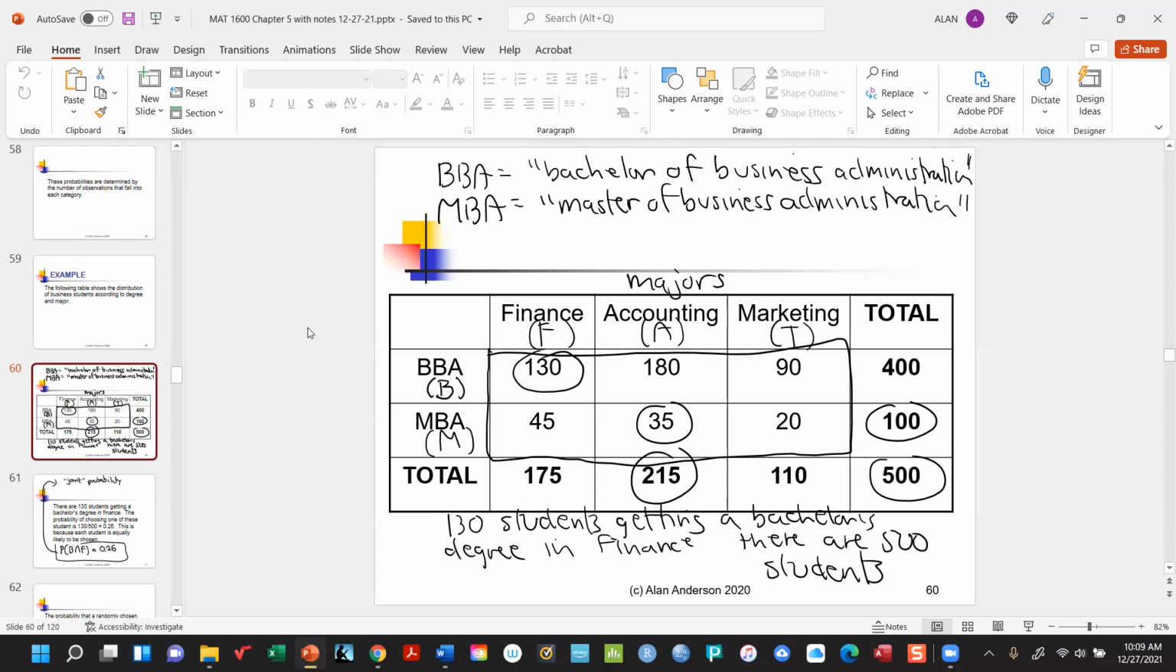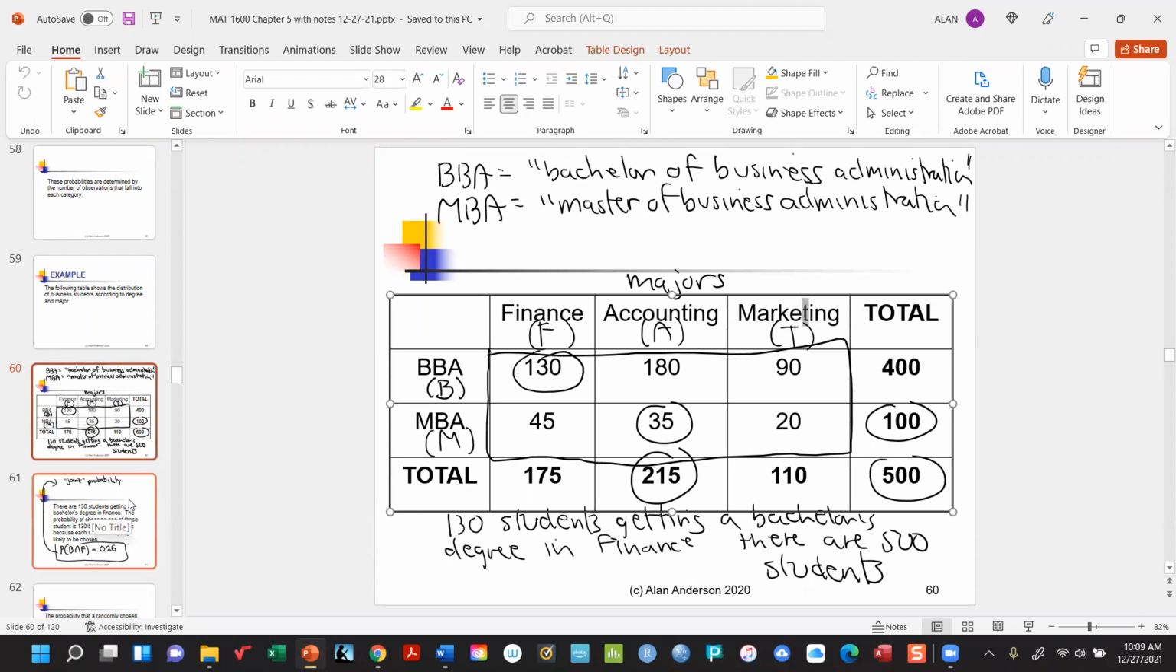Now with this information in hand, we can do a lot of calculations. Just for simplicity, from now on we're going to use single letters to represent this information. B is getting a bachelor's degree, M means getting an MBA, F means you're majoring in finance, A means you're majoring in accounting. And here's where we run into a problem. I can't call this M for marketing because it's already taken by MBA. So I chose T to represent marketing, because T is in fact in the word. It's not maybe your first choice, but we're going to use T.